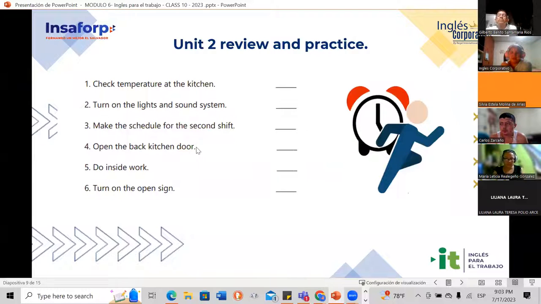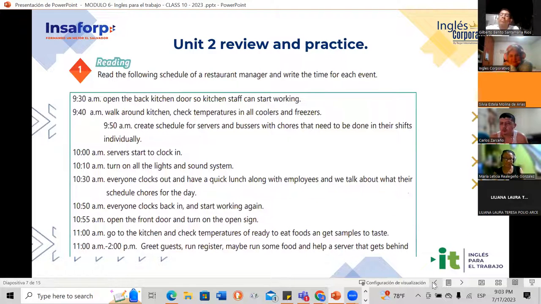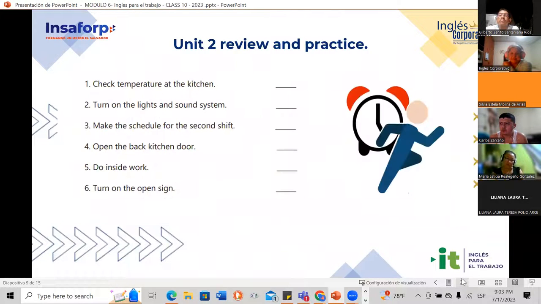Okay, open the back kitchen door. What time do they do that? They do it at 9? 9:30 a.m. Yes. Do inside work. What time do they do inside work?